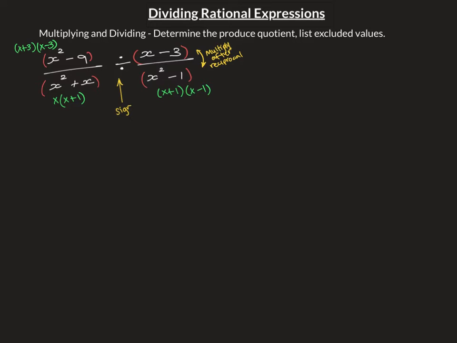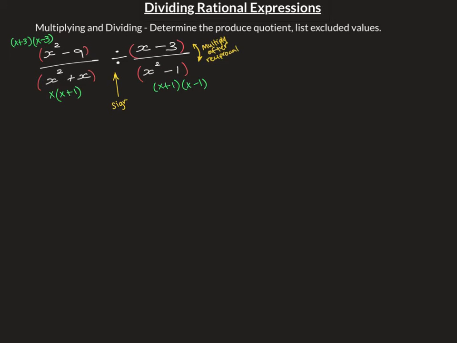So we can go ahead and just rewrite this. So our current new equation would be x plus 3 times x minus 3 divided by x times x plus 1, divided by x minus 3 over x plus 1 times x minus 1. Now, we'll take care of the sign. So we take the reciprocal of this, and then we change this to a multiply.